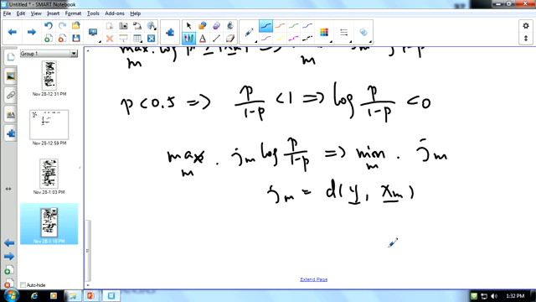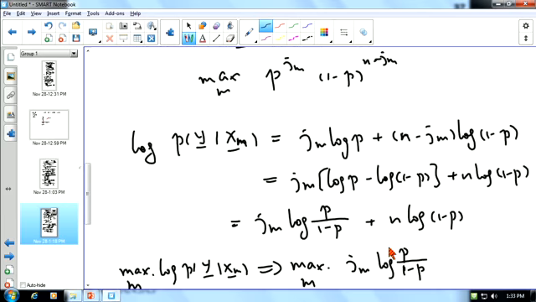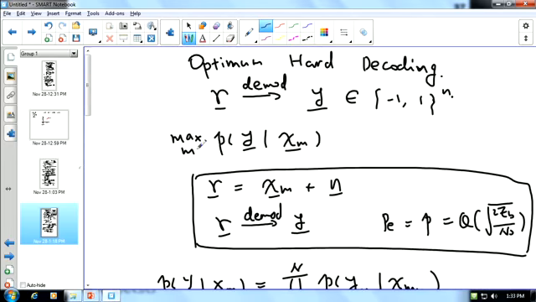Any question? I have a question. So it's not clear to me why the optimal soft decoding gives the best performance compared to the hard decoding. So your question is, why is maximum likelihood the optimum one? I mean, why does the soft decoding give the best performance?